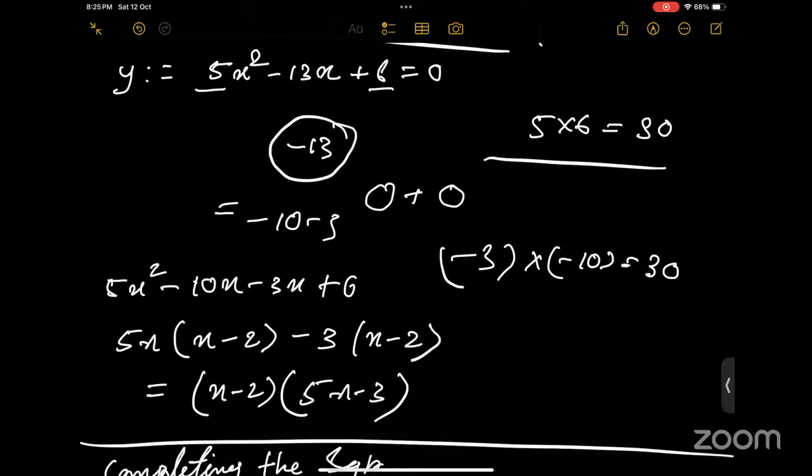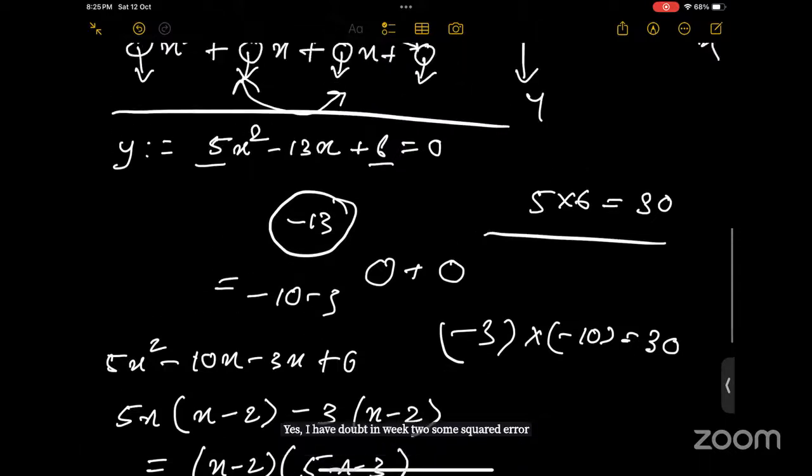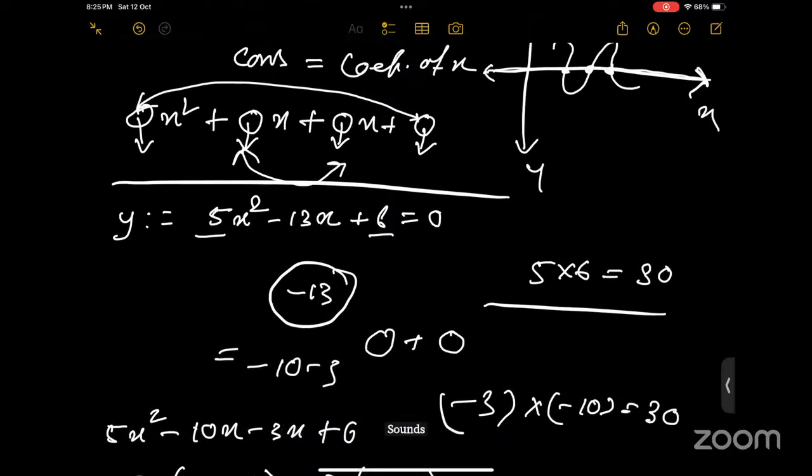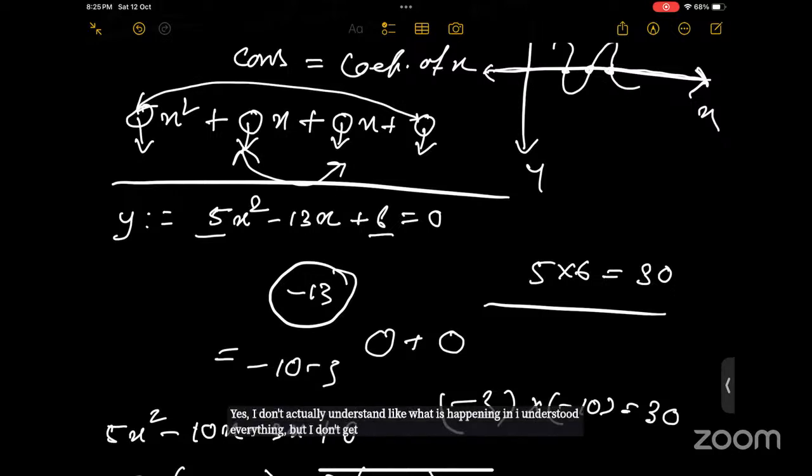Ma'am, any doubt? Yes, I have a doubt in week 2, sum squared error. Sum squared error was from week 2, right? Yes, I understood everything, but I don't get sum squared error.